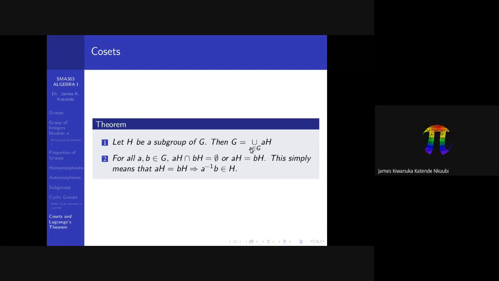So remember, if you have an equivalence relation on a set, then it's always possible to write that set as a union of all the equivalence classes. This is what this first statement says. It's basically a consequence of having an equivalence relation. We already established that the equivalence classes are the distinct left cosets, or rather the left cosets. The union of all the left cosets will give you back the whole of G. That is directly from the properties of equivalence relations.